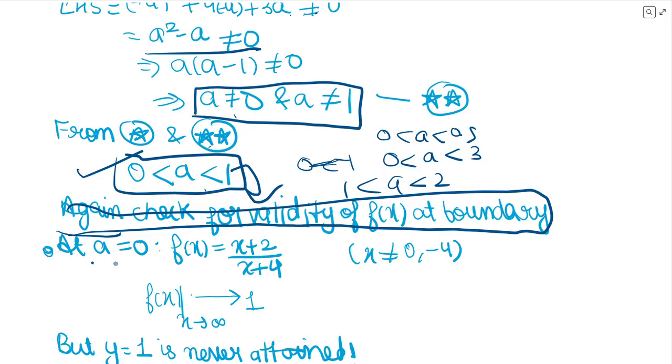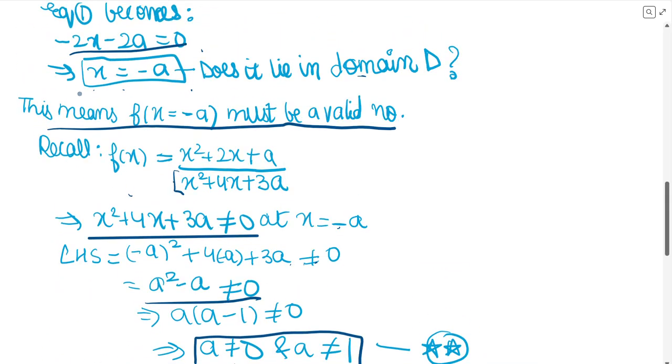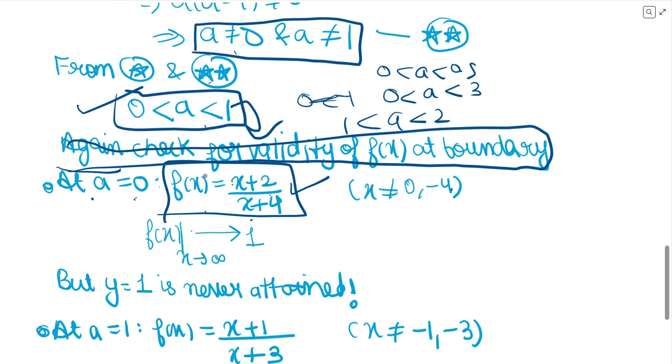Right now the option is simple, so our work is done here, but we'll further check if f(x) is actually valid. So when a is 0, f(x) becomes (x plus 2) by (x plus 4). We'll put that in the original expression, then we'll get this, nothing difficult. Now we know that x cannot be equal to minus 4 and x also cannot be equal to 0. Because why we are saying that? Because previously we found out that x is equal to minus a. So if a cannot be equal to 0, then x also cannot be equal to 0, right? So then we say that when a is equal to 0, f(x) is going to be this.